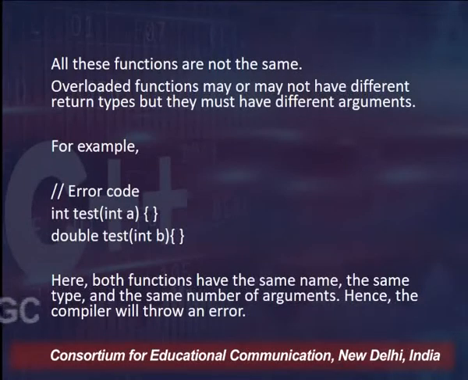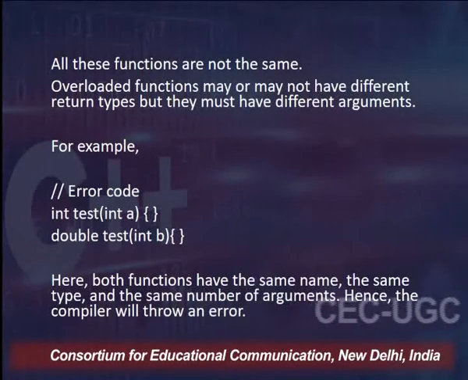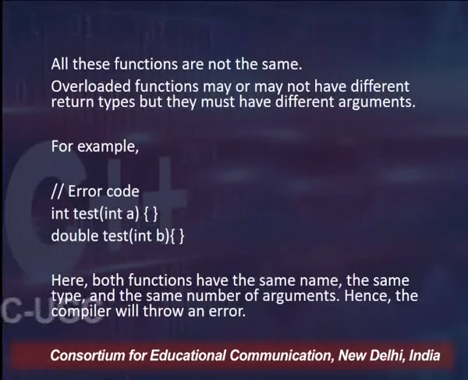Now see, if there is only a difference in return type, and everything else is the same, the same name, the same number of arguments, the same type of arguments, only if the return type is differing, the compiler will not be able to differentiate between the two, and it is going to throw an error. For example, let us see here what is being returned.